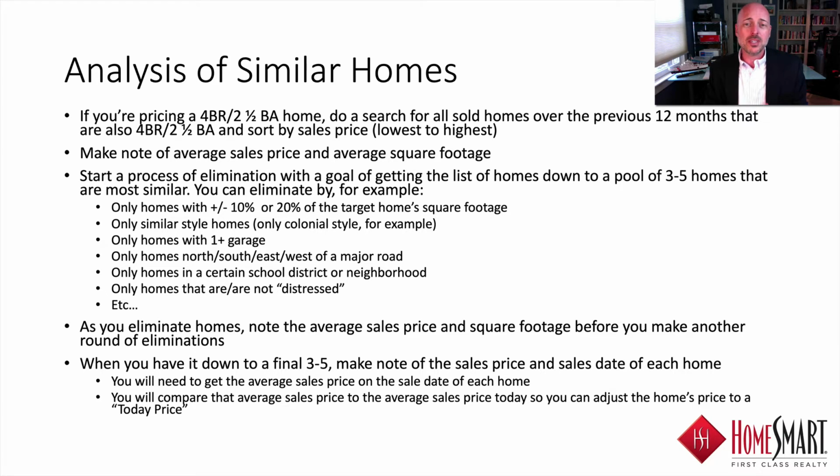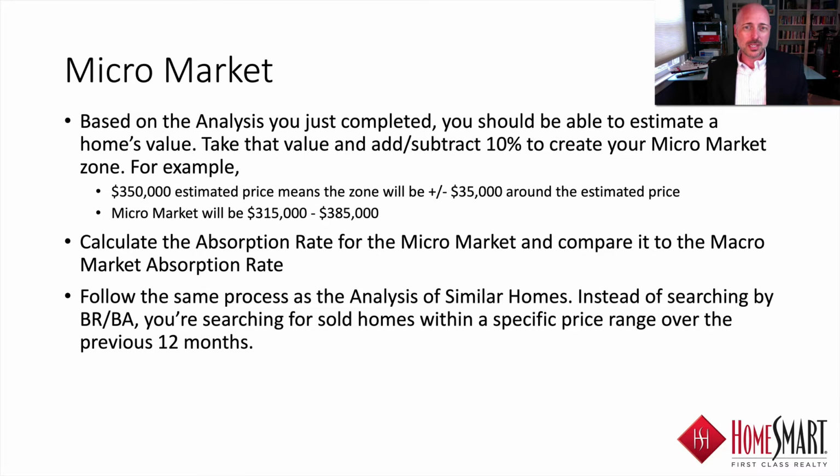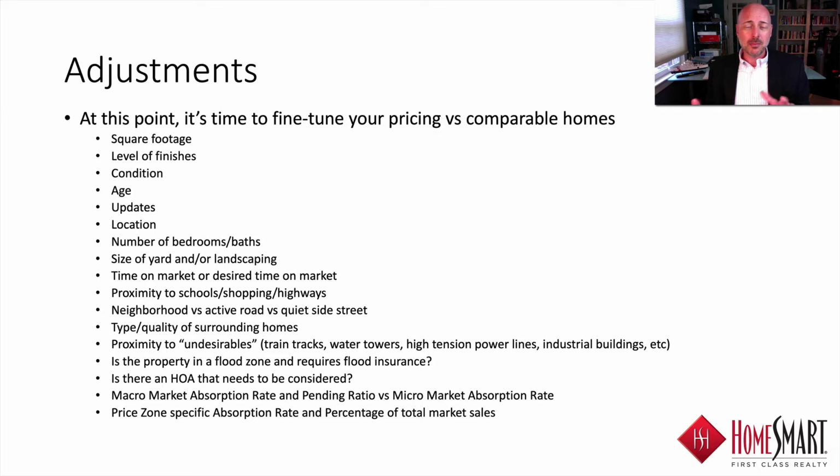You look at those homes closely, and you'll be able to come up with some sort of pricing on where you think a home should be. So let's say we look at a home and we think it should be $350,000. You're going to go plus or minus 10% around it, so minus 35,000, plus 35,000. So you're going to be looking at a zone of 315 to 385,000. So that's our micro market. Then you're going to do a search just on 315 to 385,000, all home styles. All right, and then you're going to do that same process again. You're going to narrow it down until you end up with about 3 to 6 homes. All right, and then we're going to make our adjustments.